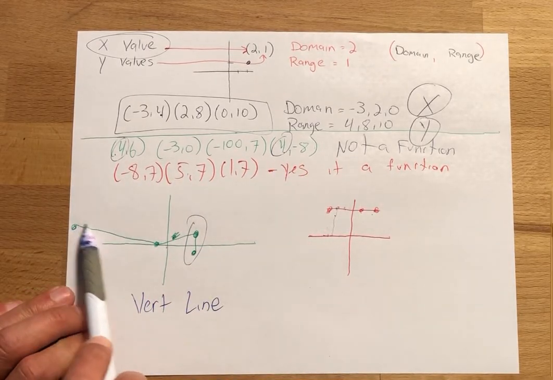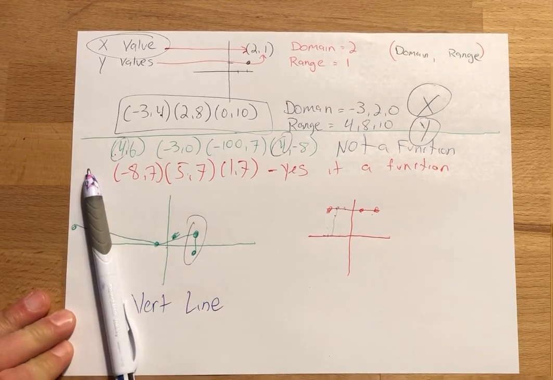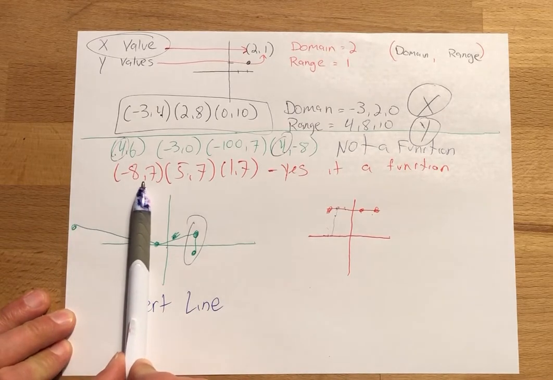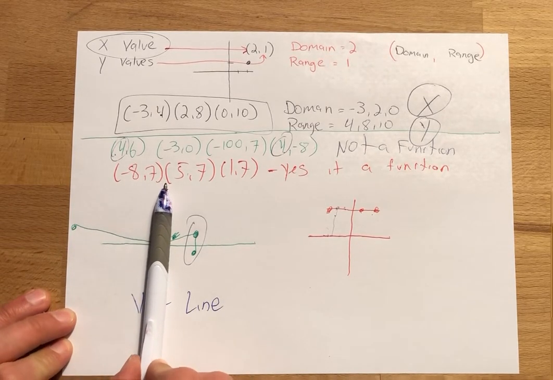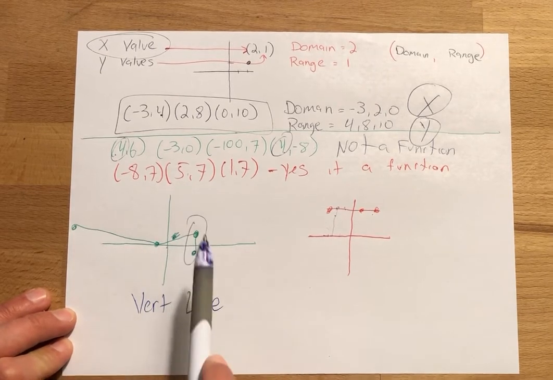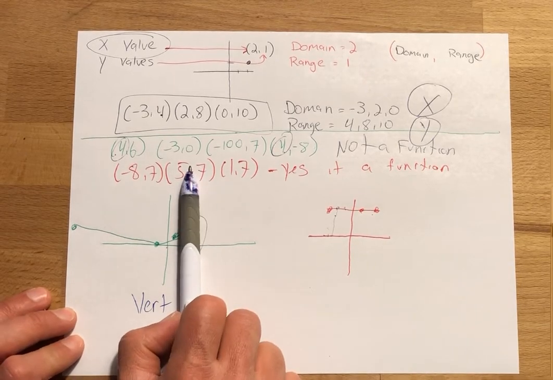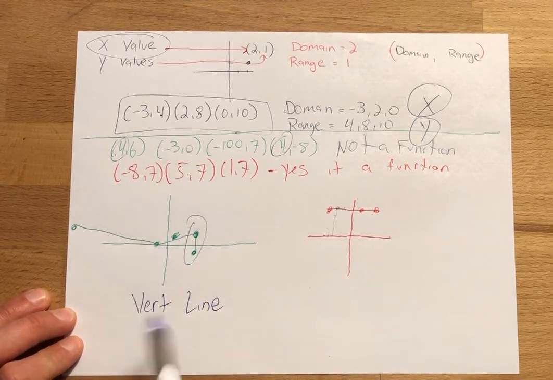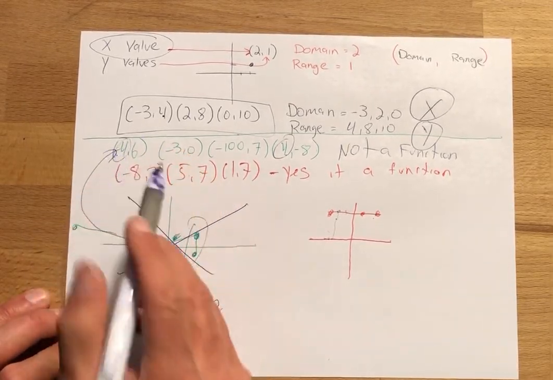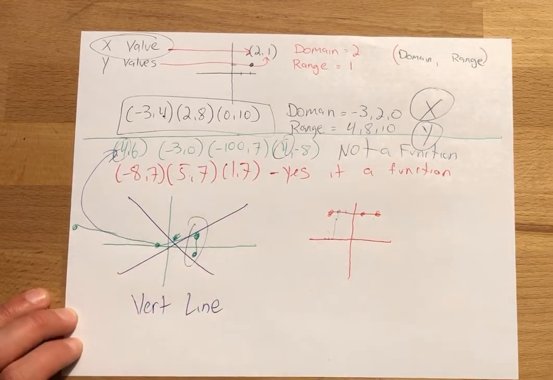Let's run a vertical line through this one and see if it hits the graph at more than one point at a time. So if I'm running, and I still only hit it at one point, but right here, notice I hit at least 2 points. The vertical line touches at least 2 points on the graph. This is not a function, which is verified here because it's not a function when the x values repeat.